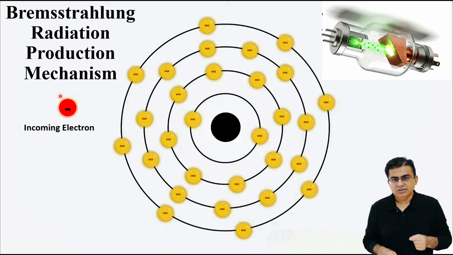Please see this red dot. This red dot represents our incoming high-speed electron arriving directly from the cathode of the X-ray tube. See here the X-ray tube we saw earlier and the electrons emitting from the cathode. Watch the movement of this high-speed incoming electron in the next slide.